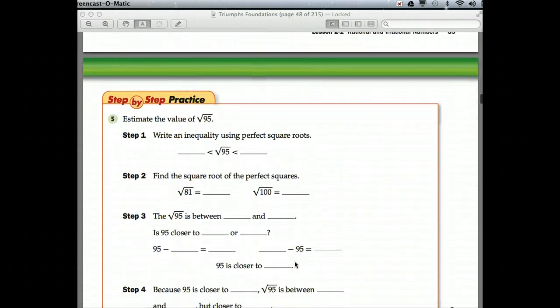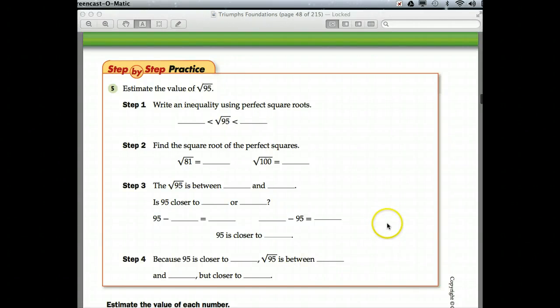So let's move forward. Step-by-step practice. Okay, I want you to pause the video and then come back in a little bit and you can check your answers.